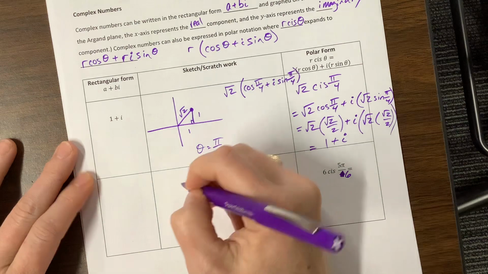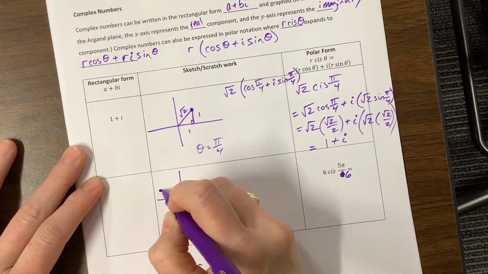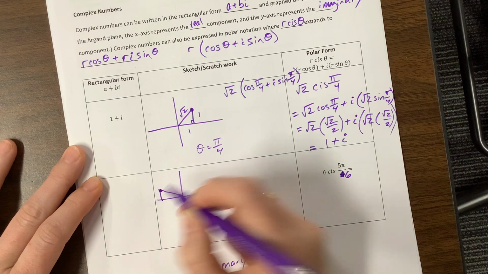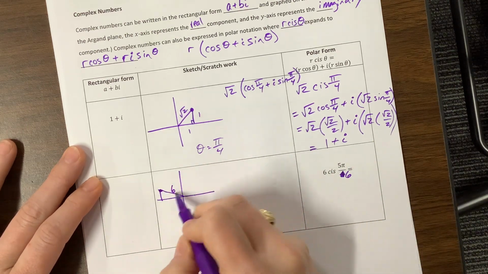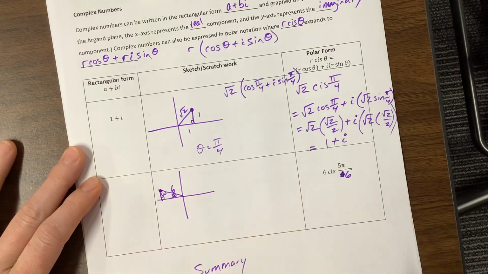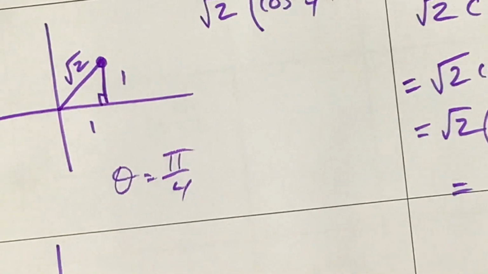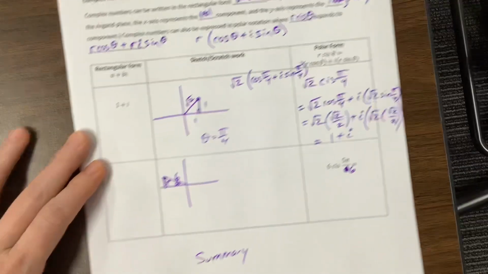Okay, let's think about it on the graph. So 5 pi over 6 means we're over here somewhere, and the radius is 6. The angle was 5 pi over 6, which means this leftover angle right here is 30. Here's a 60, and this is a 90. Can you read that? I don't know if you can. Anyway, you know what I'm trying to do, hopefully.